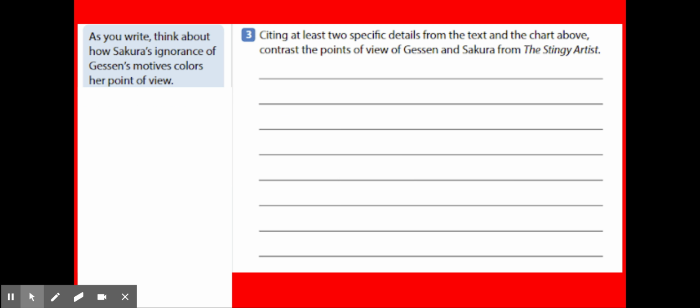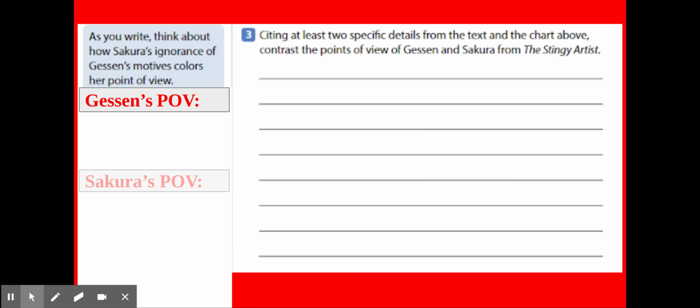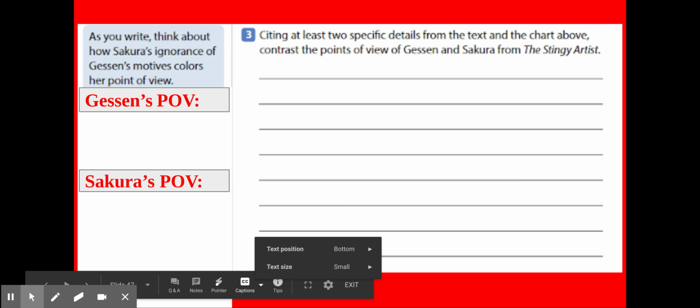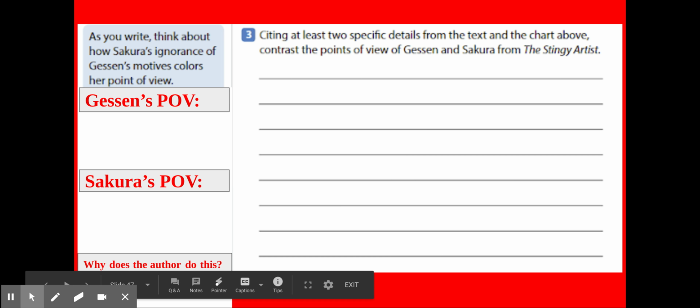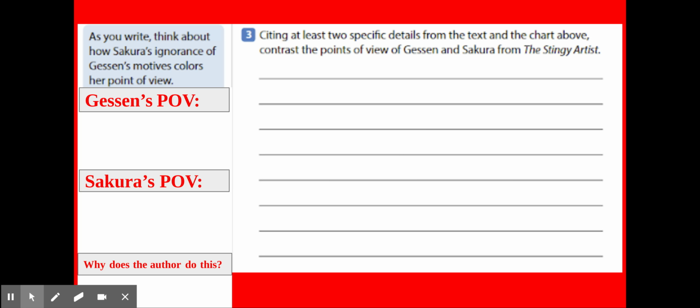So we're going to start your outline by what are your 2 points of view. You've got 2 people. You got to know their point of view. So we're going to write Geeson's POV, and then we're going to come to the middle, and we're going to write Sakura's POV, and at the very bottom, so that way we can try to figure out how one's motives lead to the other and what the author's intent is. We're going to add one last thing at the bottom, maybe. And it says, why does the author do this?